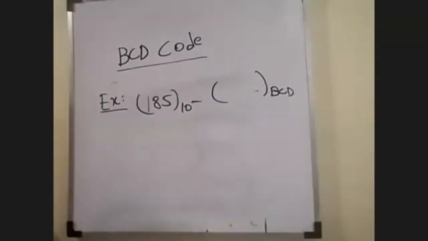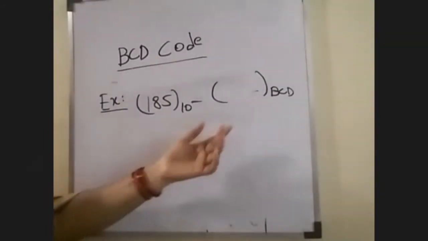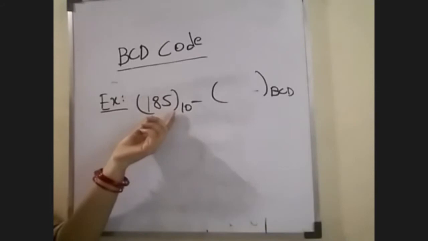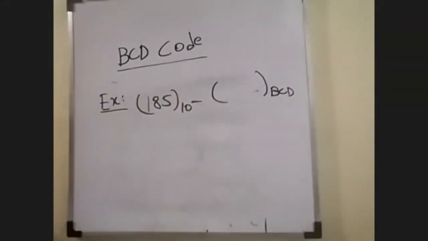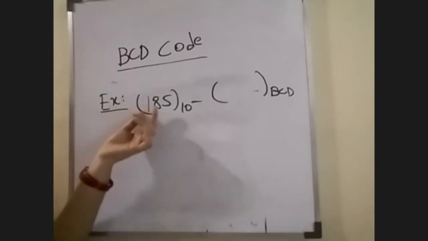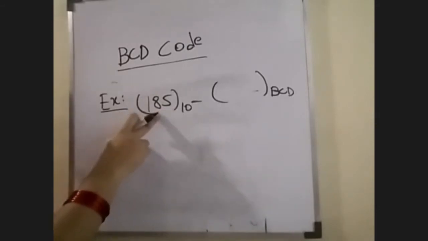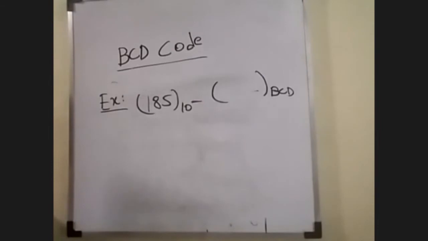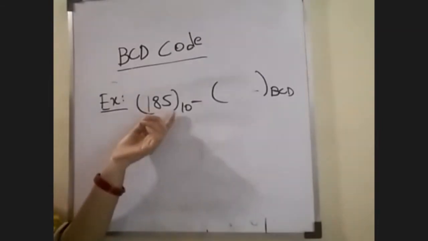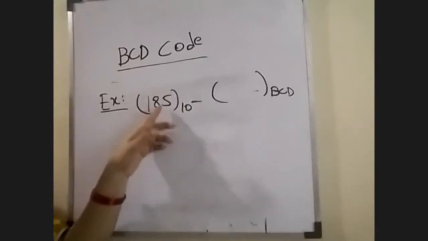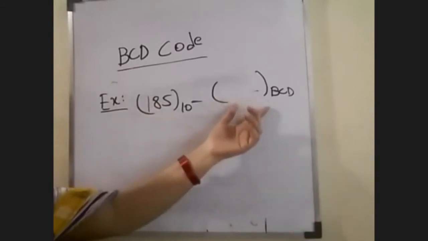You know different types of conversions, but you may not have seen this type of conversion. 185 base 10, the decimal, is converted to BCD. How do you convert decimal to BCD? Take each and every digit of the decimal number and write its equivalent BCD code. Is it clear what I am saying? Then you will get the BCD code.